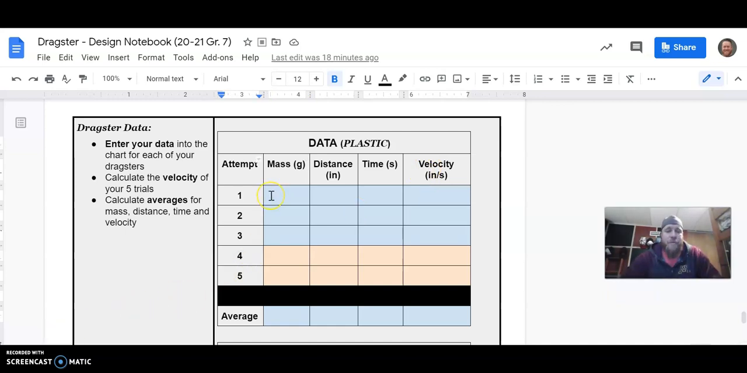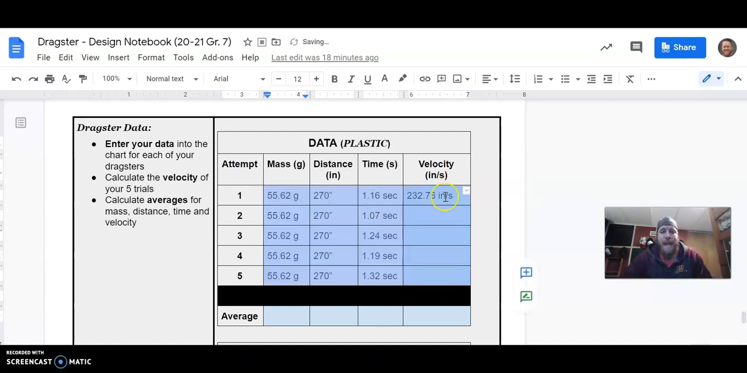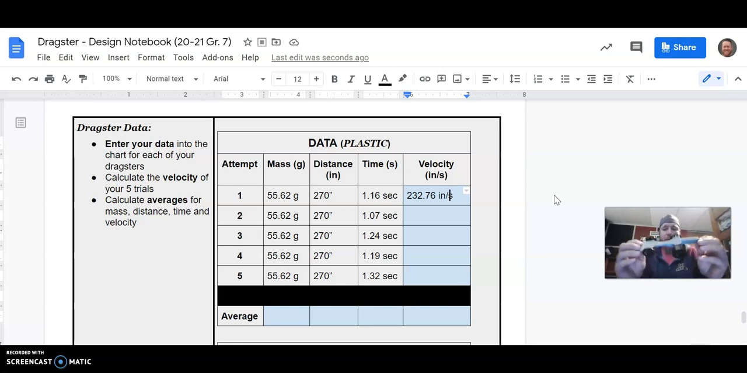If you are not able to race your car on the track, right now what I would like you to do is add this data into your chart for your plastic car. This was data that I took when I was actually able to race my plastic car, the 3D printed version of this Dragster, on the track in class. And so you can see the mass was 55.62 grams, and that included the wheels and the axles. Notice that the mass never changed.